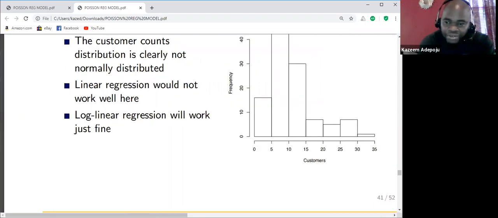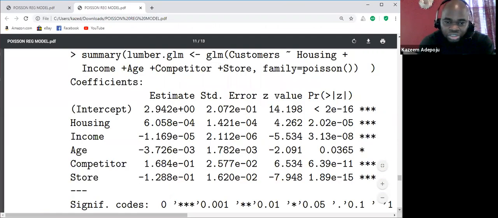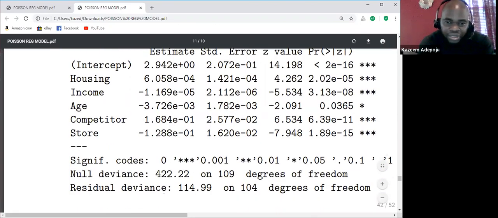Having known that, I've walked you through how to get that. This is part of the output. You can see how you can tell the significance. Right here, the intercept is significant, housing is significant, income is significant, age is significant but not at 5%. Competitor is significant, store is significant. Most of the parameters here are highly significant.